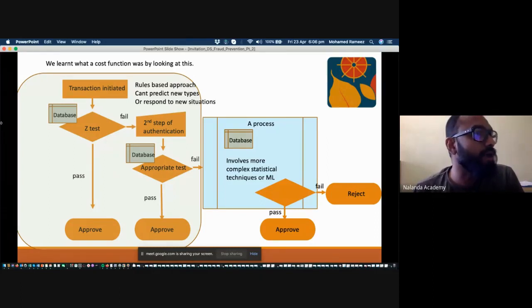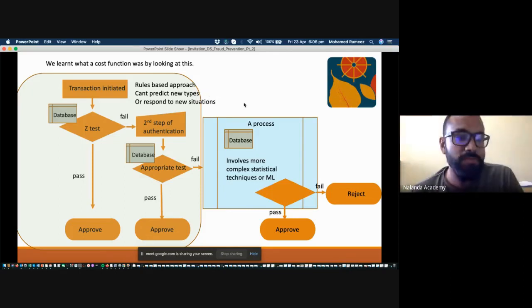However, the process we outlined is called a rules-based approach for fraud prevention. It is there in almost every system, but it has its limitations. For example, it cannot predict new types of fraud. It really cannot respond to new situations. It is something that the team will constantly keep modifying, but it is not how you recognize new types of fraud. And for that, I had mentioned that you actually need an involved process that uses more complex statistical techniques or machine learning.